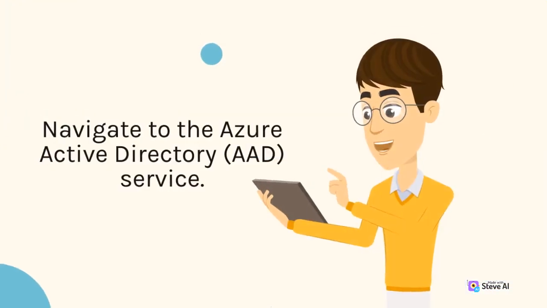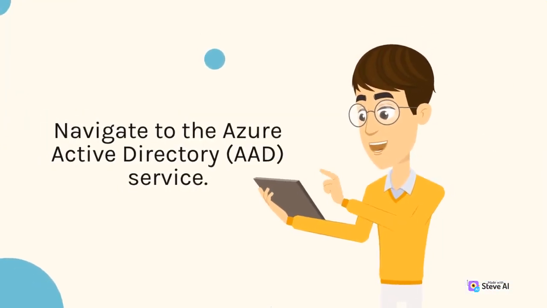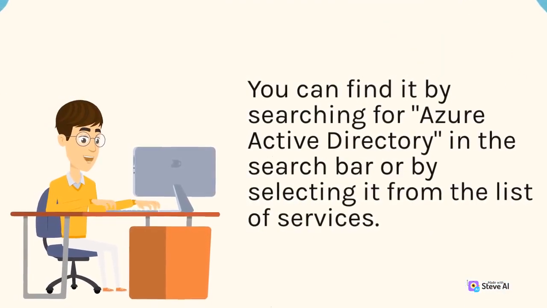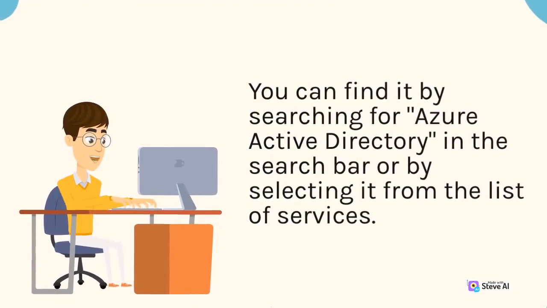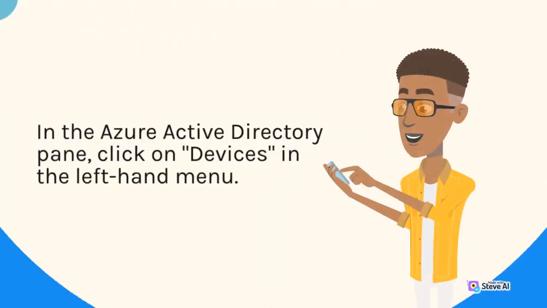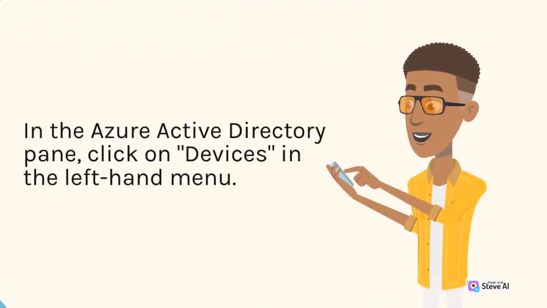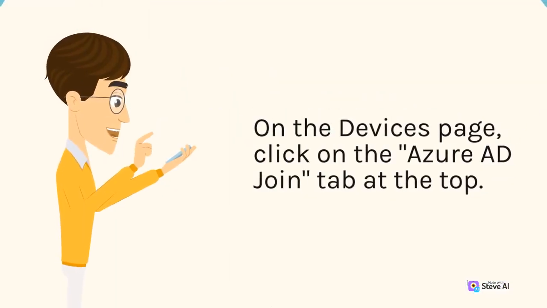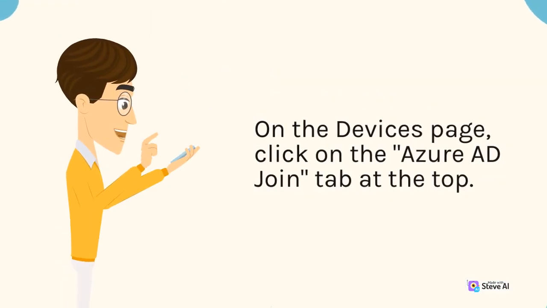Navigate to the Azure Active Directory service. You can find it by searching for Azure Active Directory in the search bar or by selecting it from the list of services. In the Azure Active Directory pane, click on Devices in the left-hand menu. On the Devices page, click on the Azure AD Join tab at the top.